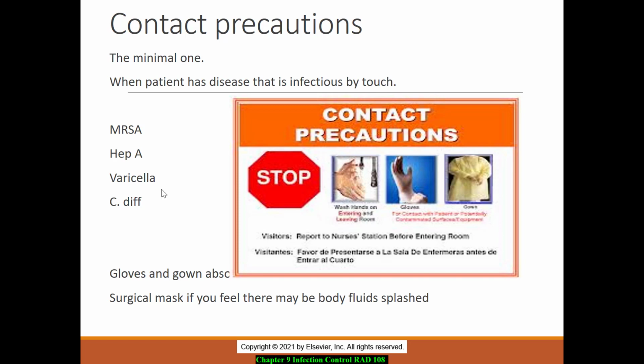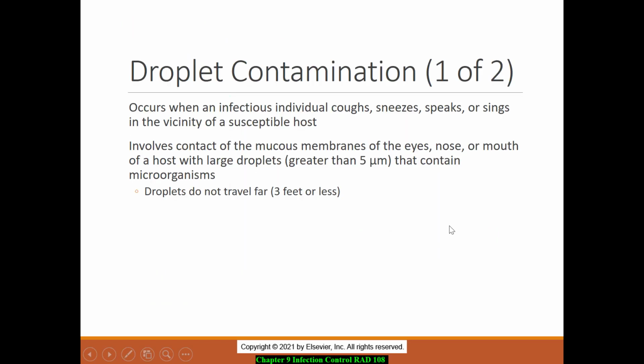So with contact precautions, you want to make sure that you're wearing the proper gloves. You have your isolation gowns, which are usually yellow, but there are some institutions that have blue ones. And you do want to wash your hands. Washing your hands is the best way to protect yourself when you get out there. A surgical mask may be used if you're suspecting that there may be body fluids that are splashed up into your face.